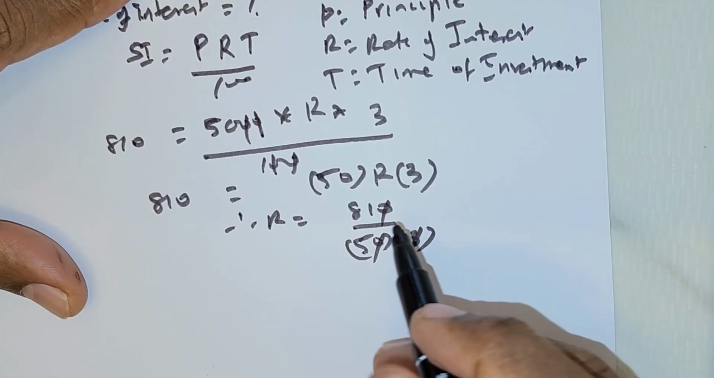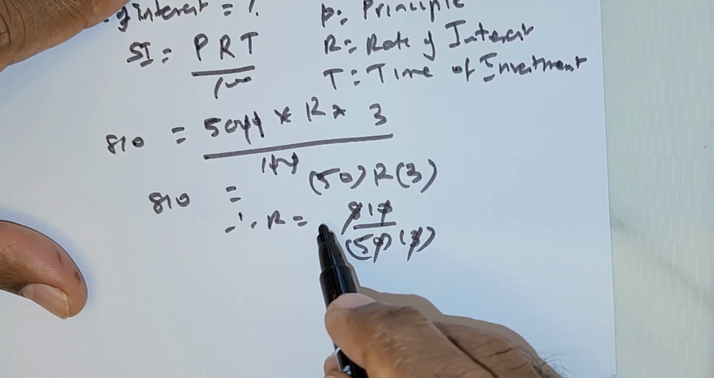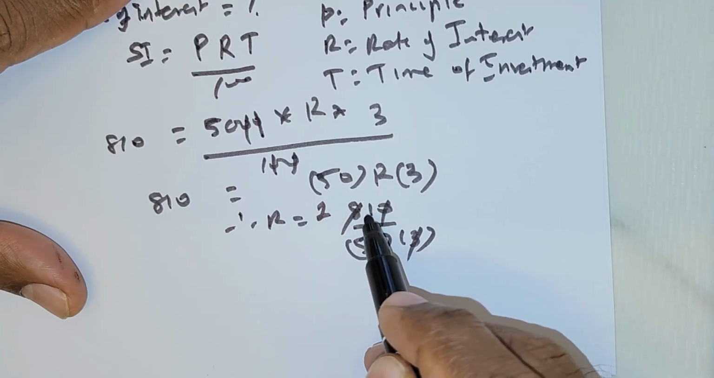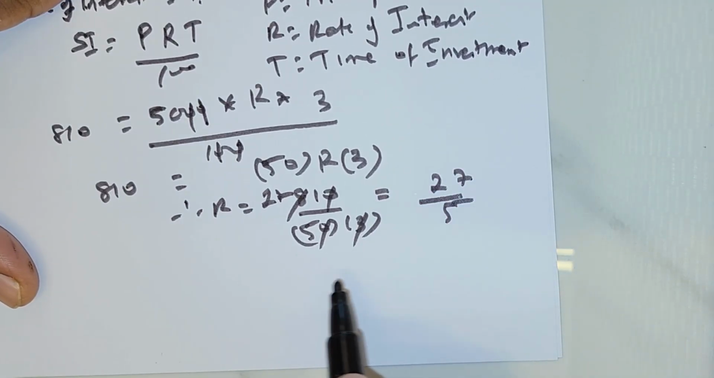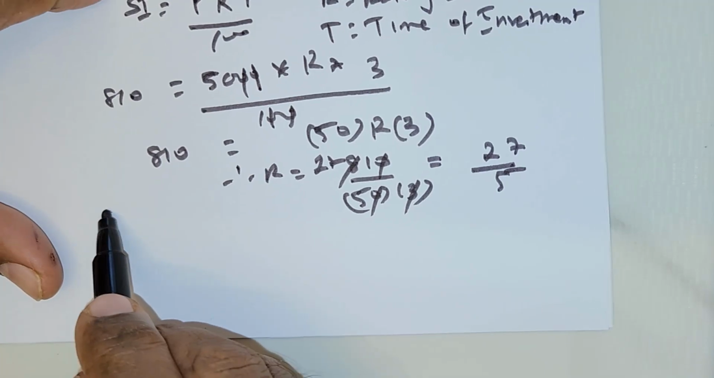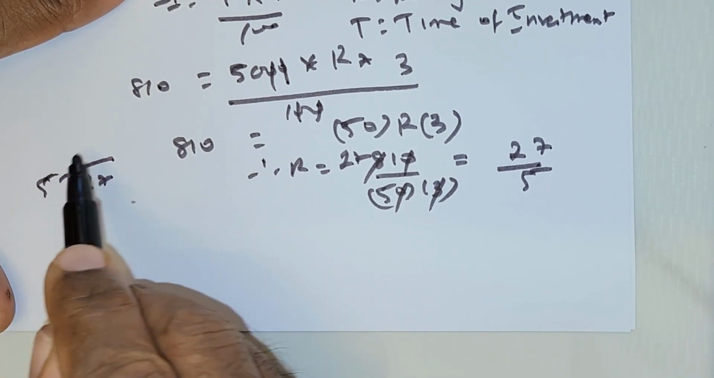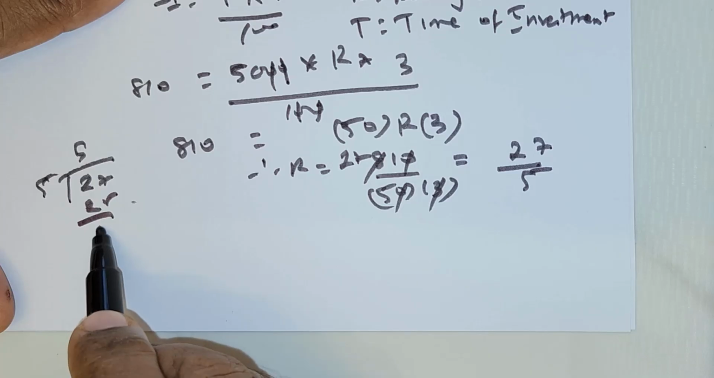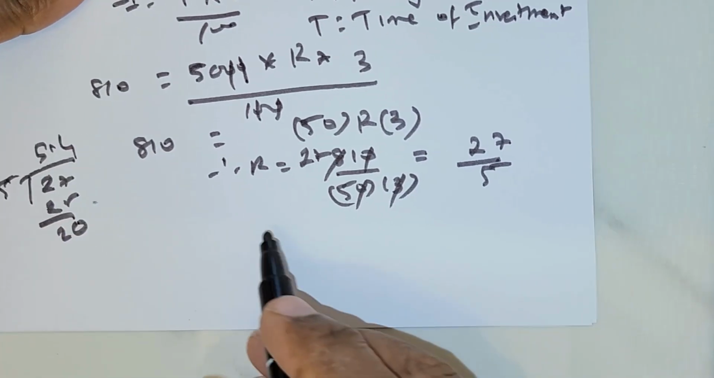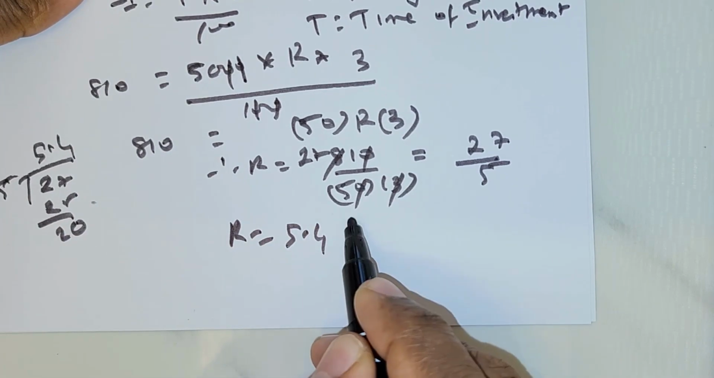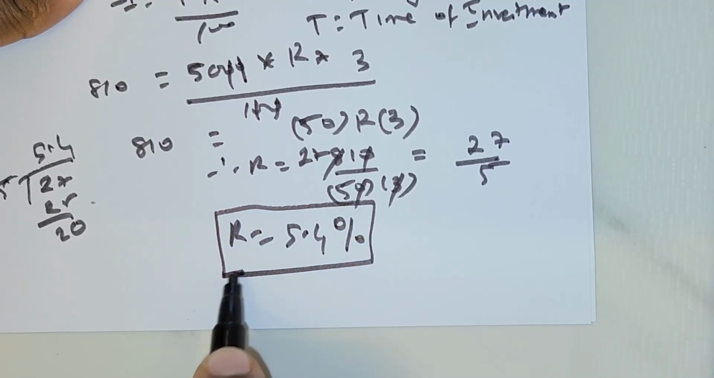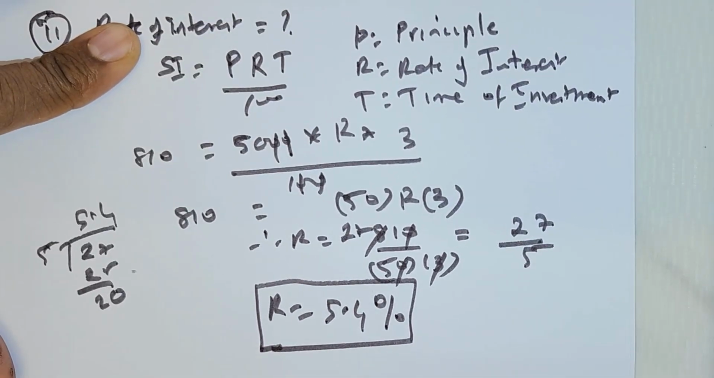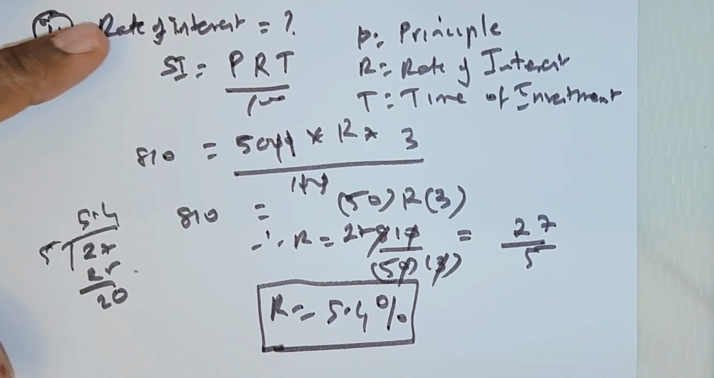3 divides here, 3 divides 8. 8 2s are 6, carry 2, 7. So 27 divided by 5. So you divide 27 by 5. 5 5s are 25, 2.04. So the rate is 5.4%. You need to put that percentage sign there. Okay, this is the interest rate. So let's move on to the next one.